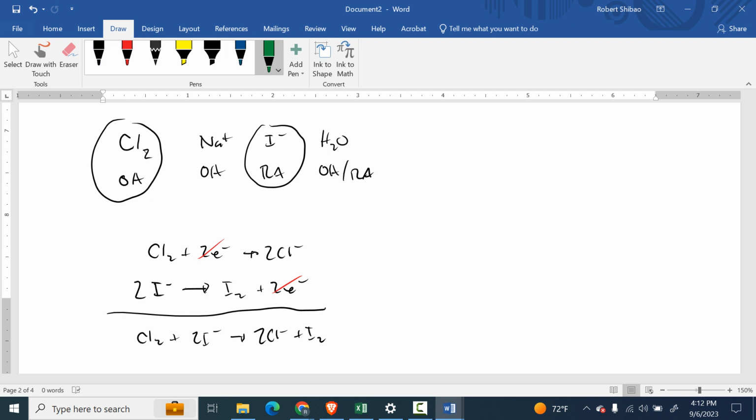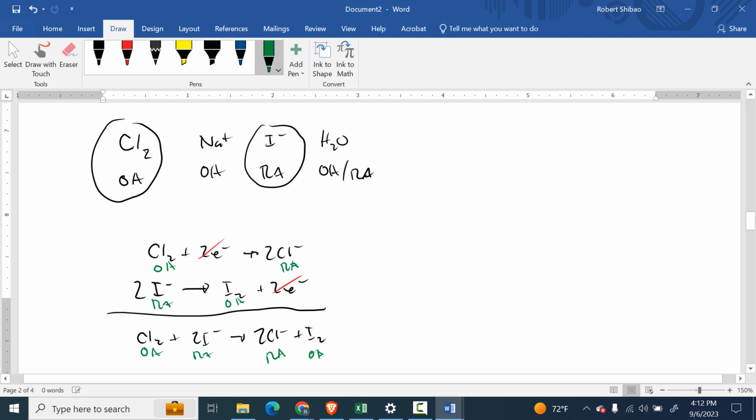All right, then we look for driving force. Chlorine's our oxidizing agent, and its conjugate reducing agent would be chloride. We do this from the half reactions here. Iodide is the reducing agent, and its conjugate oxidizing agent would be iodine. So chlorine is the oxidizing agent. Iodine is the oxidizing agent going backwards. Iodide is the reducing agent going forward. Chloride is the reducing agent going backwards. Then we look at which one's stronger, chlorine versus iodine.